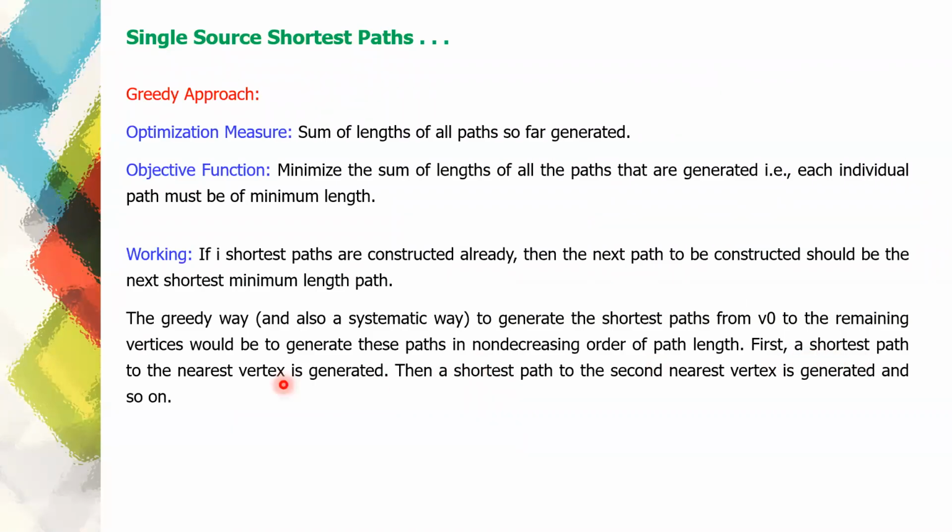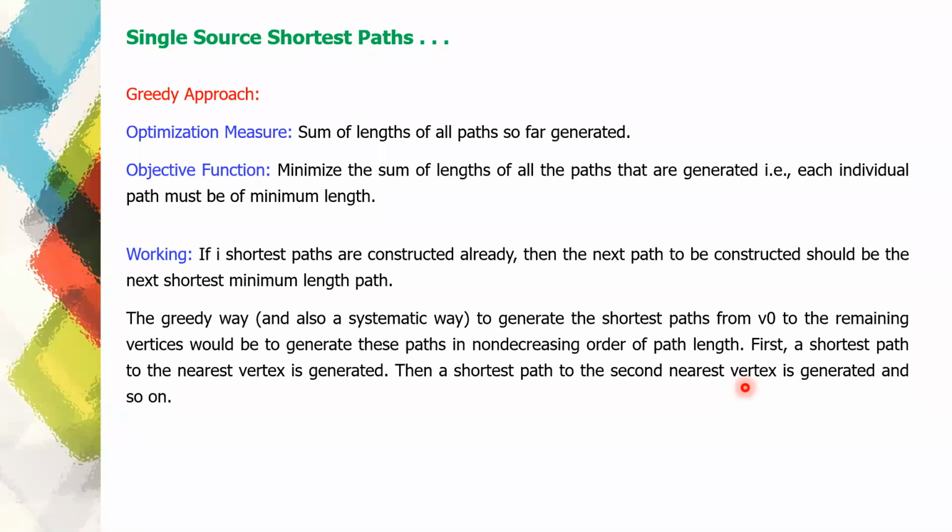First, a shortest path to the nearest vertex is generated. That is, you are going to consider the source vertex, and in step 1, you are going to generate a shortest path to the nearest vertex. Then in step 2, you are going to consider another nearest vertex and generate another shortest path. And after n steps, shortest paths will be generated from the source vertex to all the remaining vertices.